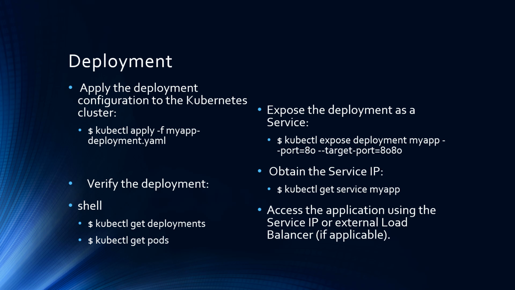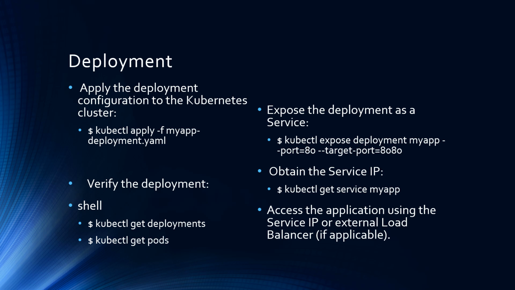One of the most important steps is exposing your deployment as a service. This creates a stable endpoint for accessing your application. The command kubectl expose deployment creates this service, making your application accessible to other components in the cluster or, if configured appropriately, to the outside world.